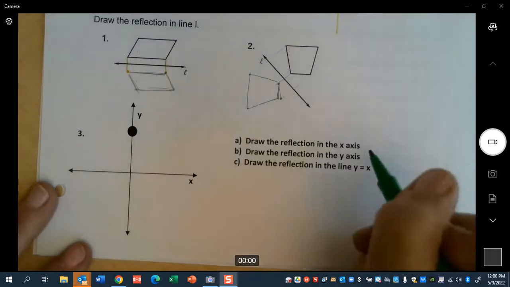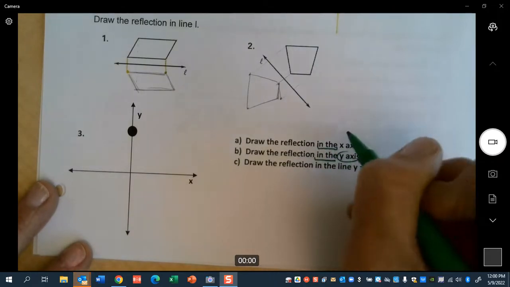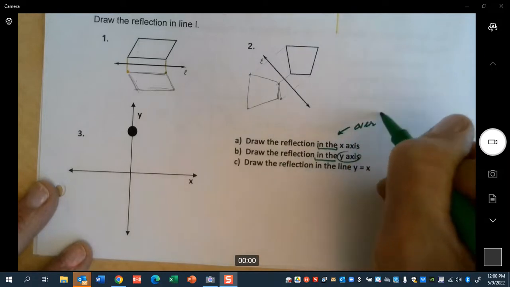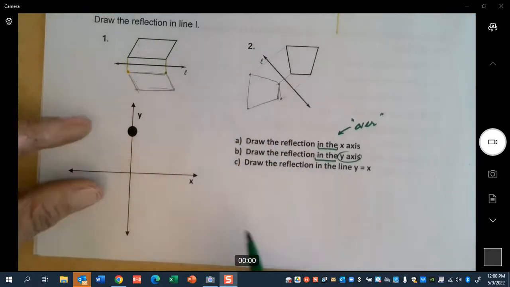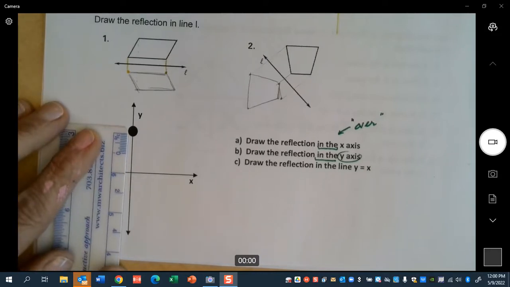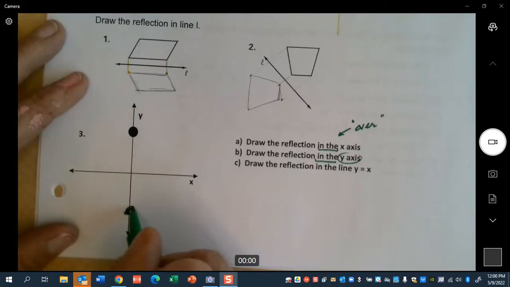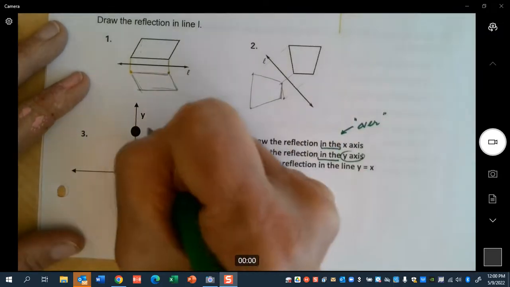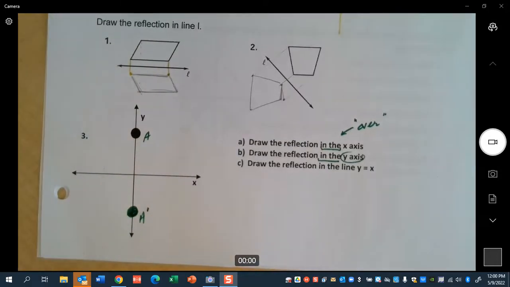Reflection in the y-axis, and when you're hearing the word "in," you can talk about "over," because that is reflected in the x-axis. So if it's this far away, then we can say it's this far away. If we call this A, we'll call this A prime, because it's reflected in the x-axis.